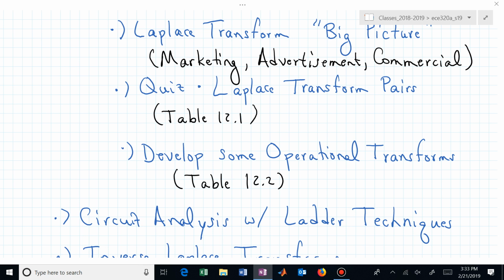If the transform pairs are not exactly as you want them in the table, you may have to do some transforming to make them look like what you're given as a problem. That's what these operational transforms are for. How do we manipulate either the transform expressions or the time domain expressions to make them look like something we can see in the rows of the table and make that connection?